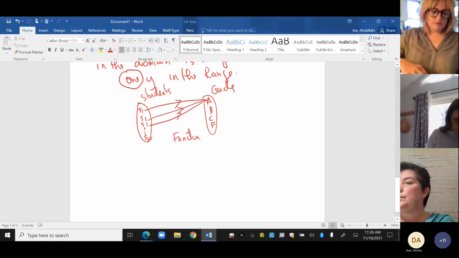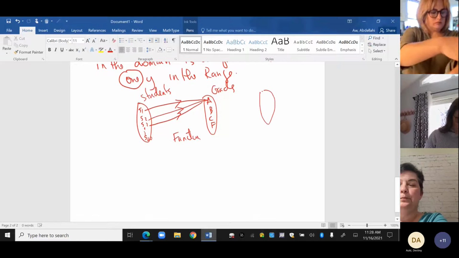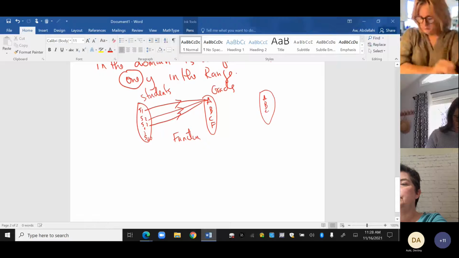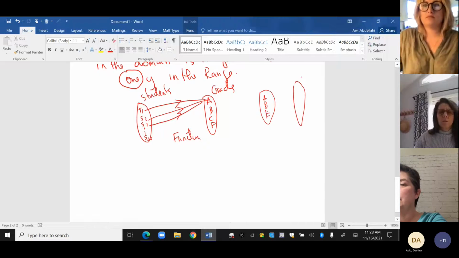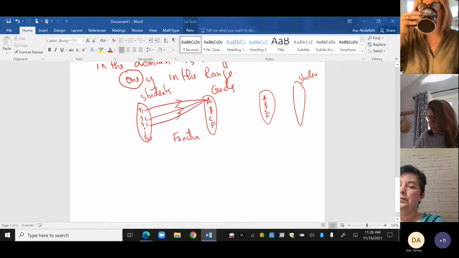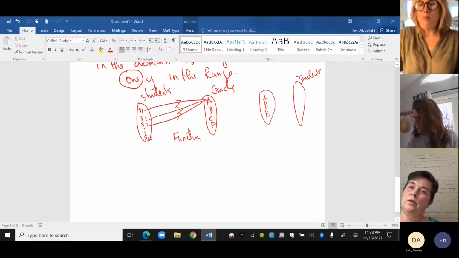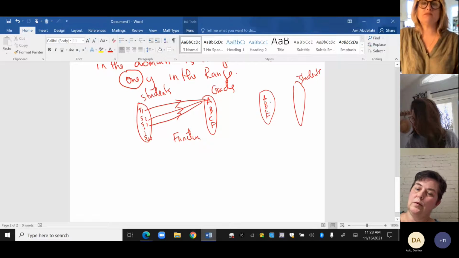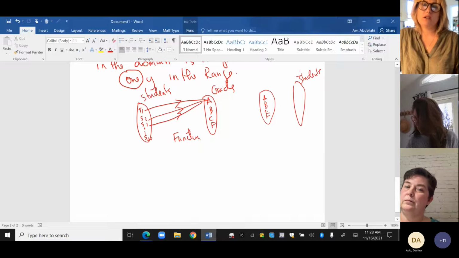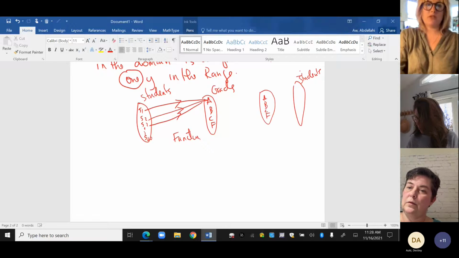When is it going to fail to be a function? If we put the grades as the domain now, and we put the students as the range, this likely will not be a function because at least 2 students will share the same grade.